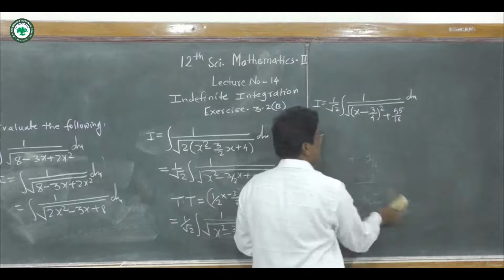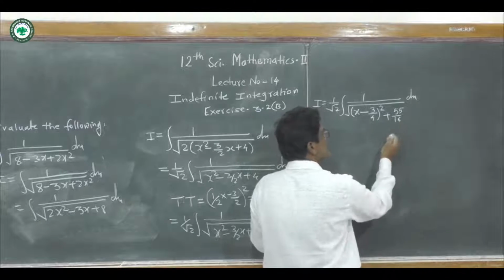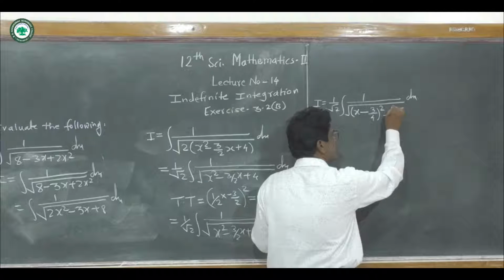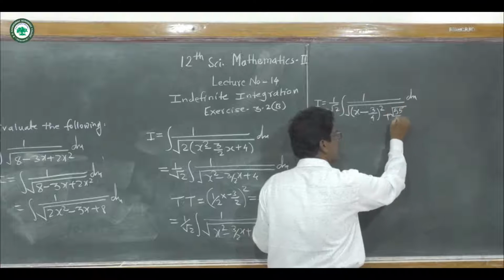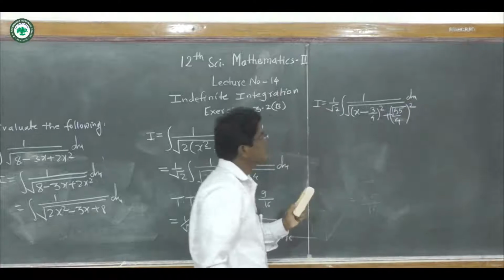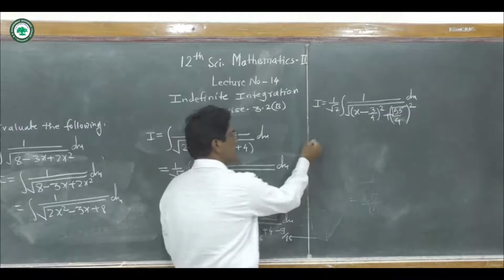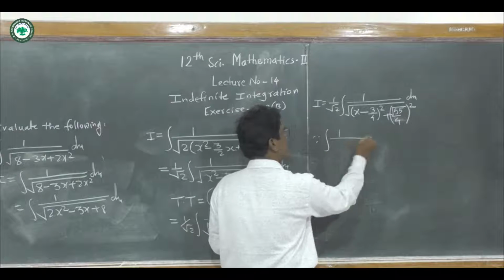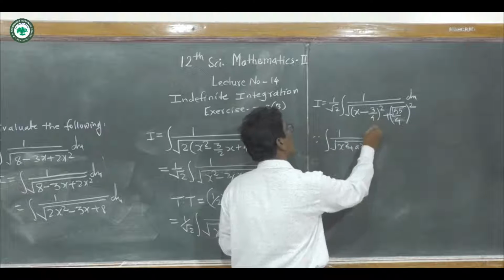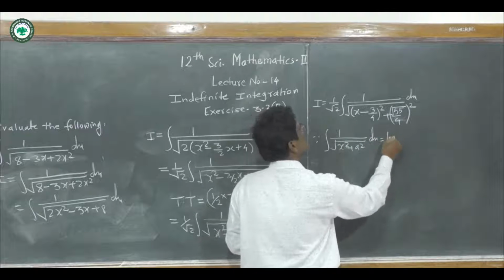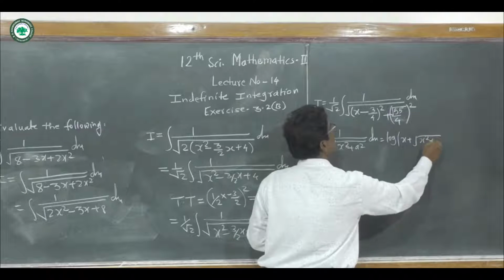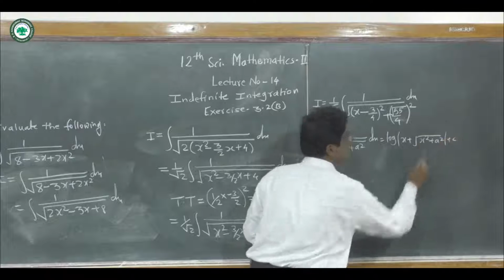So we write this 55 upon 16 as root 55 and this 16 as 4 and take its square, so that we can use the standard formula. Since integration of 1 upon under root of x square plus a square dx is equal to log of x plus root of x square plus a square plus constant of integration.